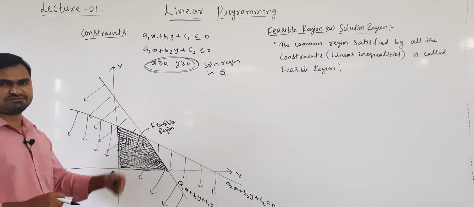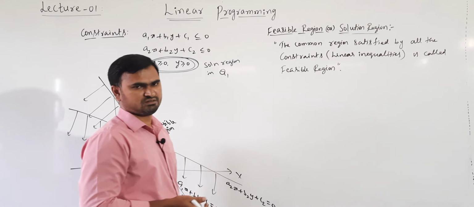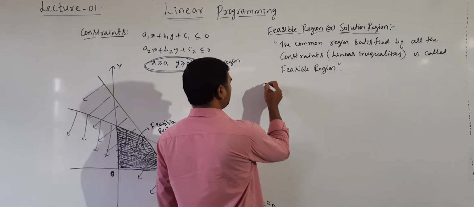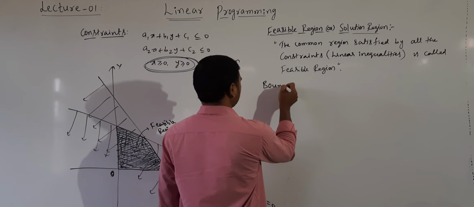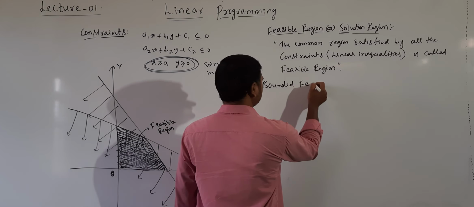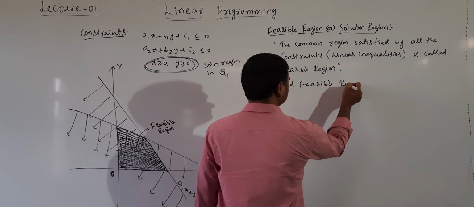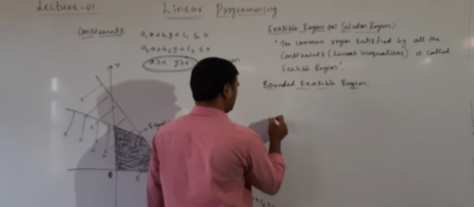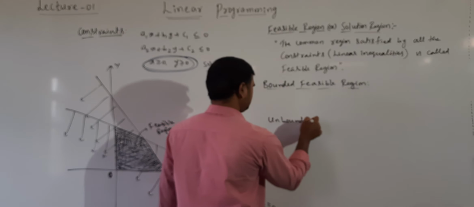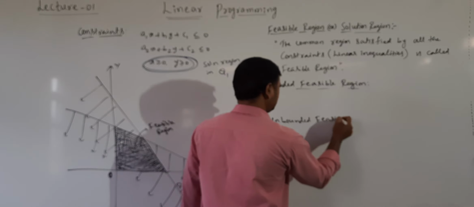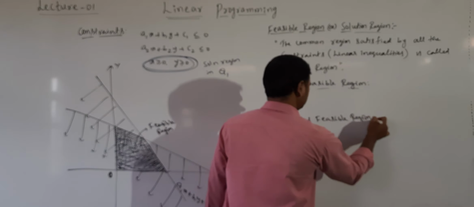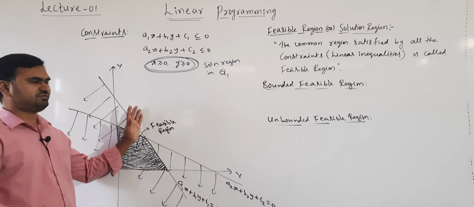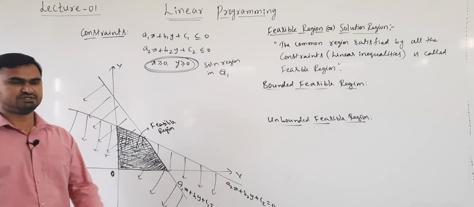Right. Now in this feasible region there are two types. One is a bounded feasible region, another is an unbounded feasible region. The feasible region can be of two types. One is a bounded feasible region, another is an unbounded feasible region.